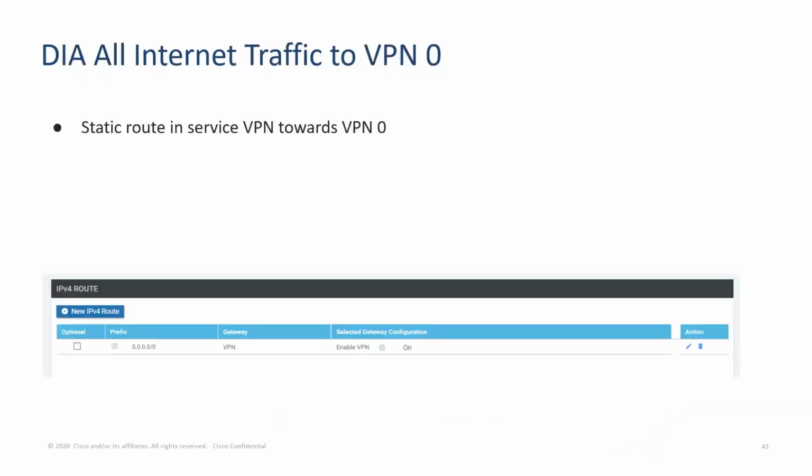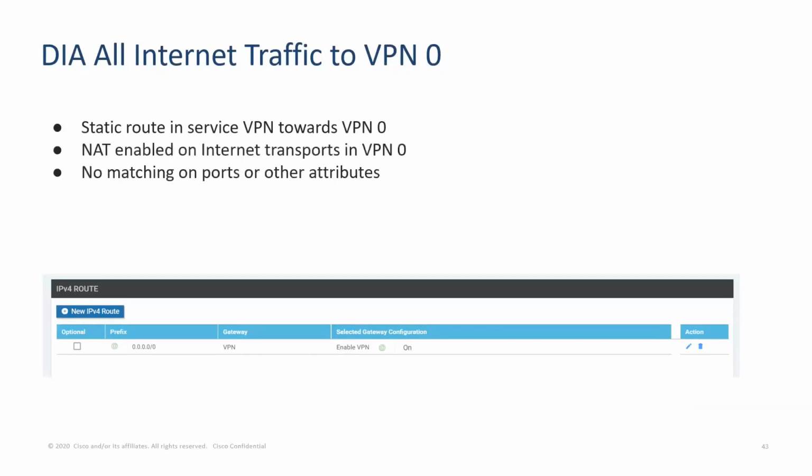This is basically what it looks like in vManage. It's very simple, just a quad 0 route pointing to VPN 0. You need to have an interface in VPN 0 with NAT enabled. If you have several interfaces, it's going to do load sharing, but you can't do any matching on ports or other attributes.